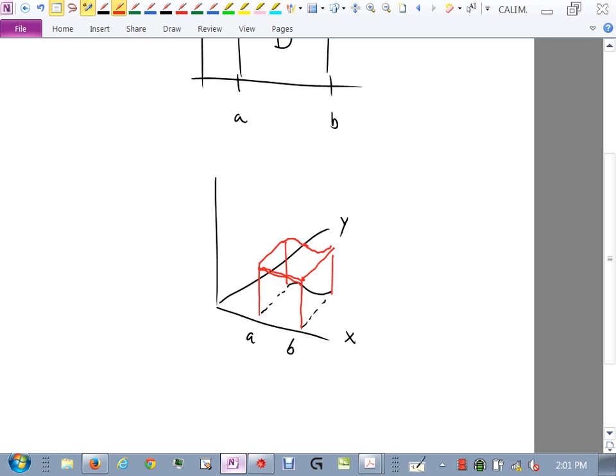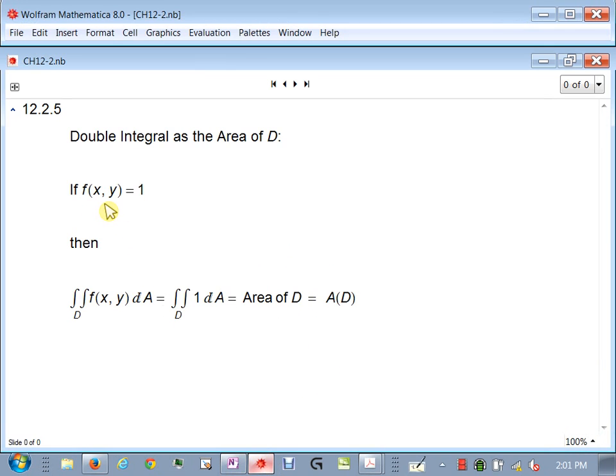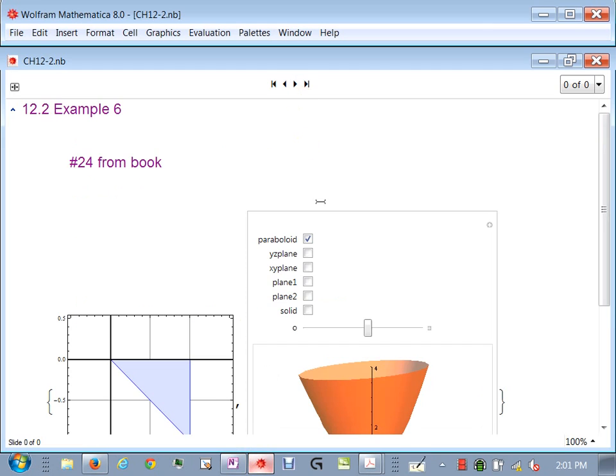Do y'all follow that? It only works if you put 1 up here, constant 1. That's why the beginning of that note says that. If your function is just the constant 1, then doing the double integral over that constant 1 will give you the area of the region you're integrating over. It's a nice little result.